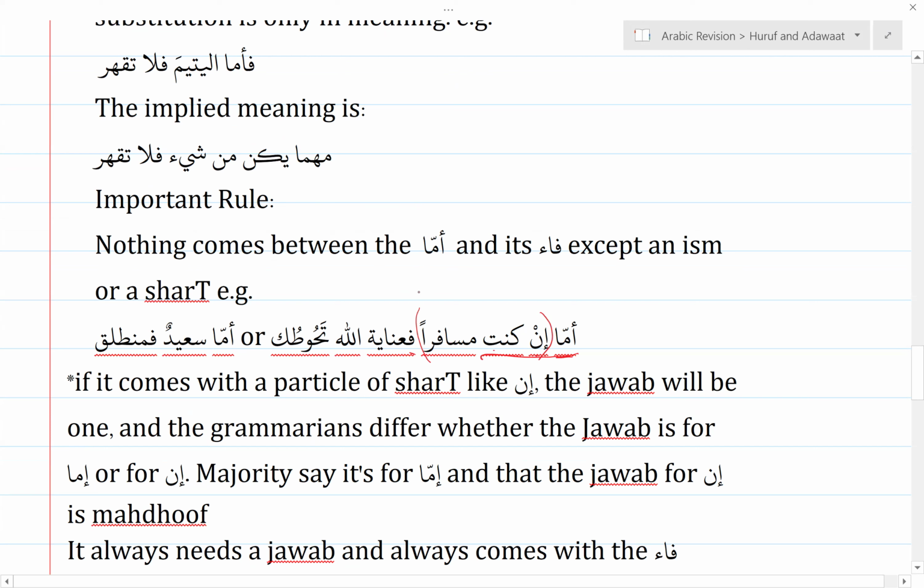Right? And of course, the jawab of in is mahduf in this case. And this part is the jawab of amma. So that's if it's a jumla shartiya. But most of the time you would see an ism. And I think that's where most of you are confused. Oh, it's a mubtada. Of course it's a mubtada because it's an ism. But it doesn't mean that this is not a jumla shartiya. This is still a jumla shartiya, but it's not coming with a fi'l.